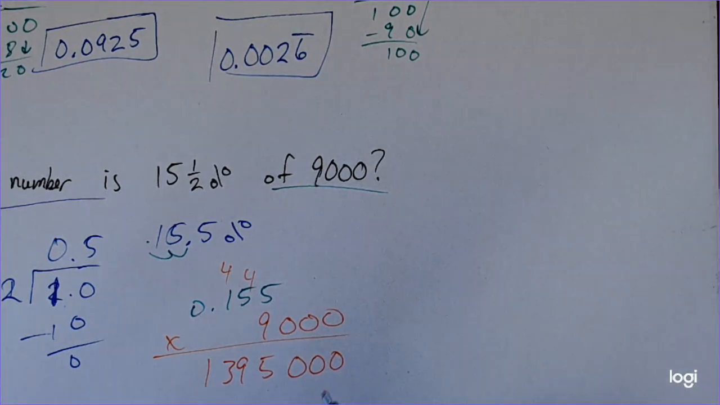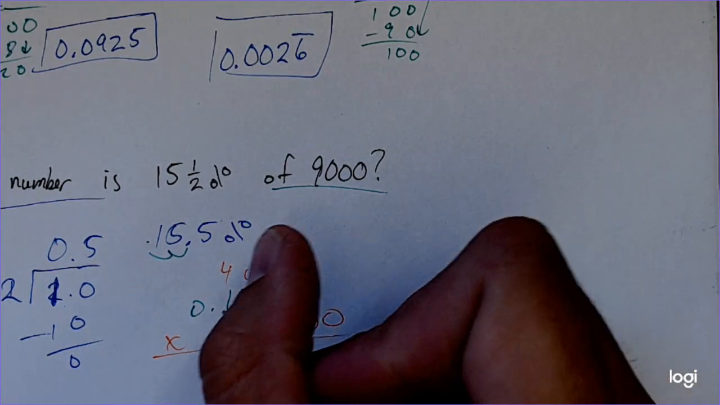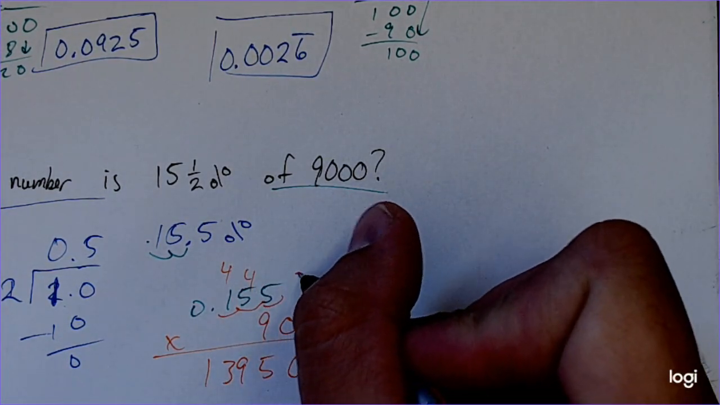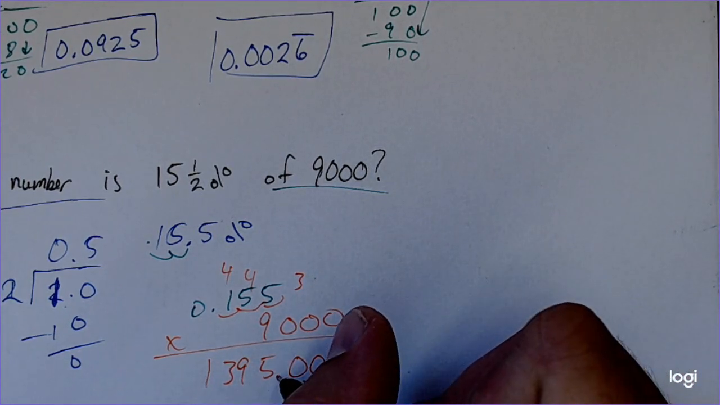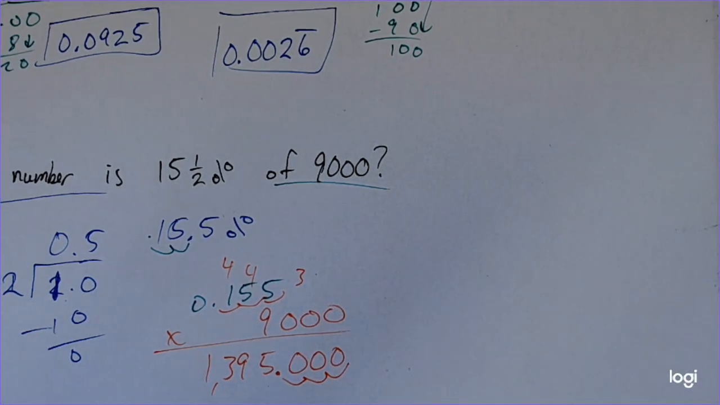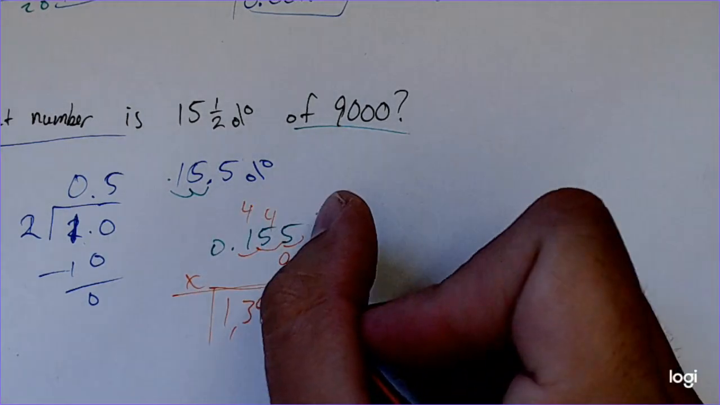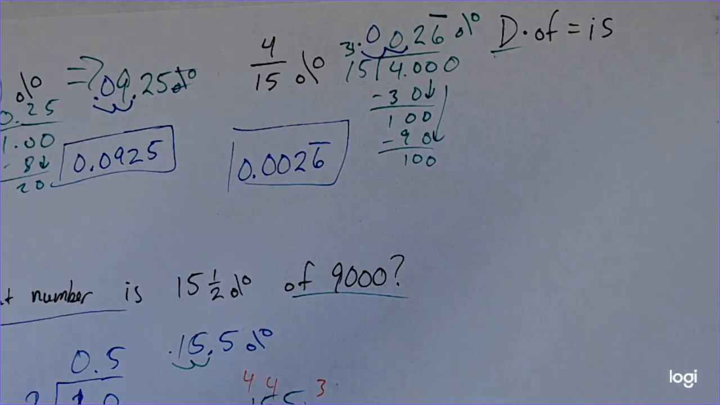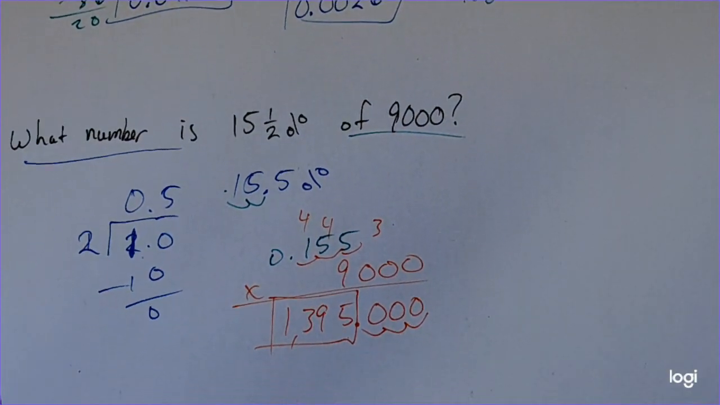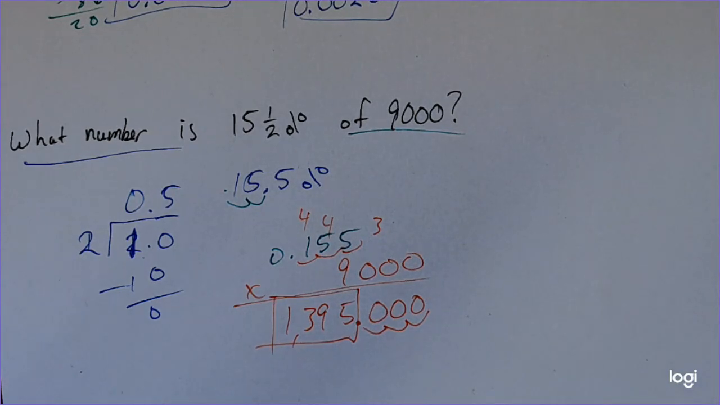So I have 1395000, and then I have to account for these 3 decimal places, so 1, 2, 3. So my final answer is 1,395, and that is 15.5% of 9,000.